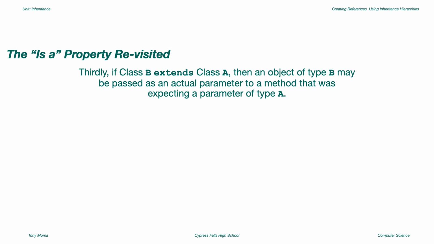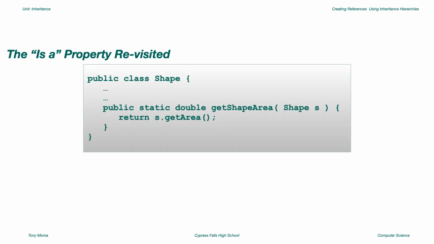Thirdly, if class B extends class A, then an object of type B may be passed as an actual parameter to a method that was expecting a parameter of type A. And here's what I mean by that. Suppose in my shape class, I define a static method called getShapeArea that receives a shape object as its parameter. Not a specific shape, just a shape object. I then invoke the getArea method on that shape object inside the method.